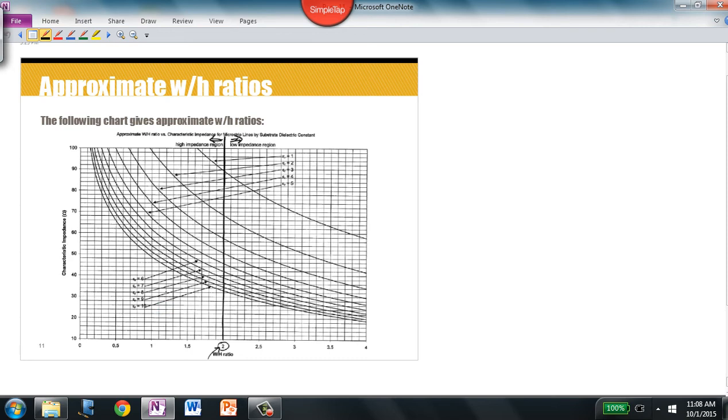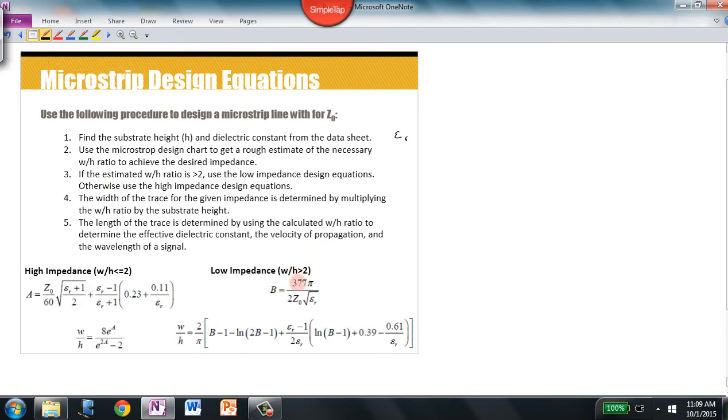And all you do is you'll take your desired characteristic impedance of your T-line, you'll draw a straight line at that value across, that's not a very straight line, but imagine it was, and then what you do is you find where it intersects with the relative permittivity of the circuit board material that you're using. So let's say that our circuit board material has a relative permittivity of 2. That intersection is here, and since we're on the right-hand side of this line, we're in the low impedance region. So on our design equations, we would use these since we're greater than 2.